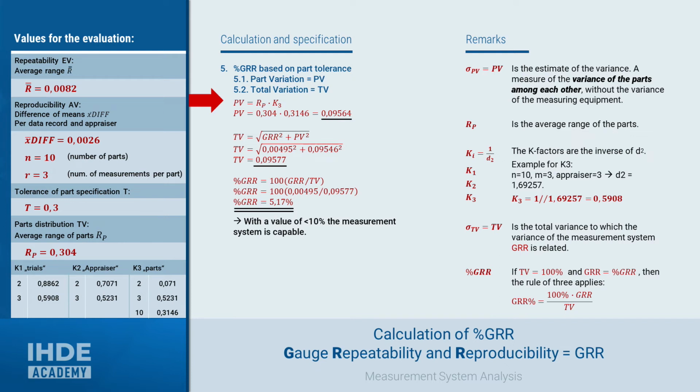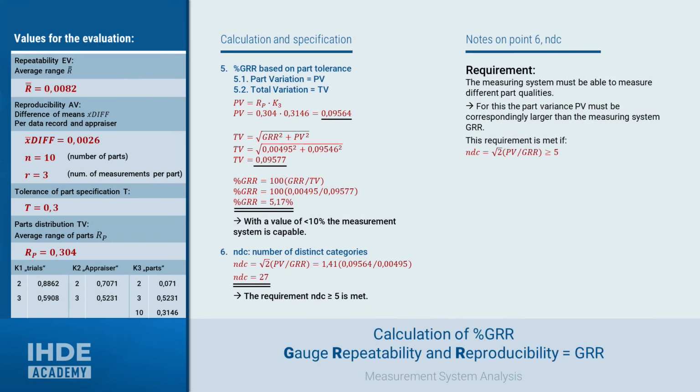0.09564 for PV. TV is then the total variability, which results from the values for GRR and the part variability. A value of 0.09577 is calculated for TV. GRR is then 5.17% of TV. In this way, too, it was possible to prove that the measuring system is capable.